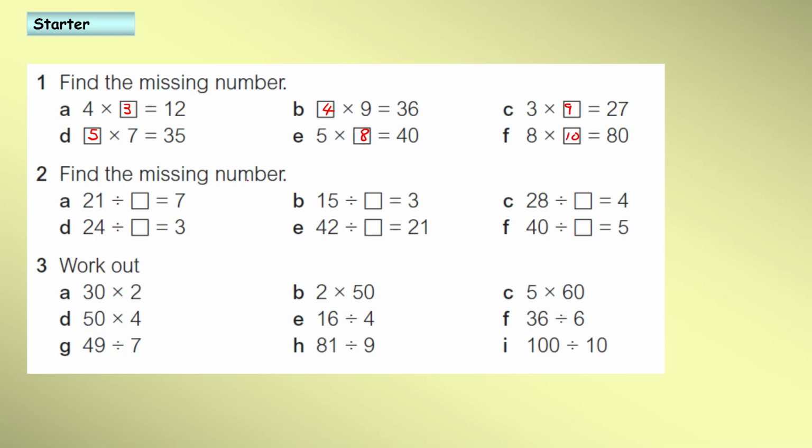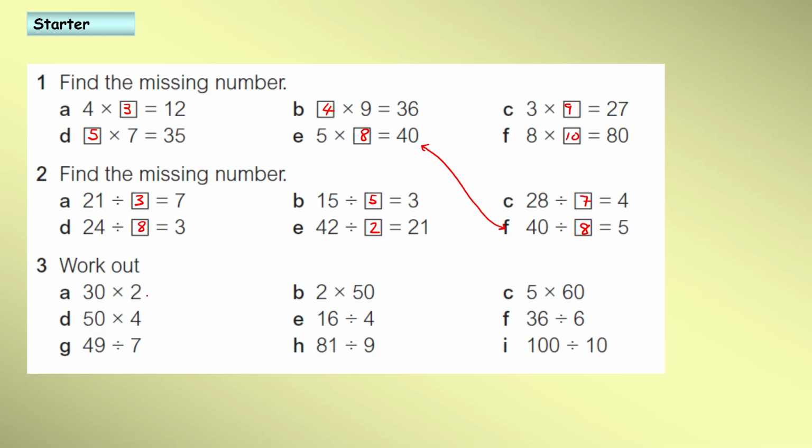Number 2, find the missing number. Again, 21 divided by 3 gives me 7. 15 divided by 5 gives me 3. 28 divided by 7 is 4. 24 divided by 8 is 3. 42 divided by 2. So half of 42 is 21. And 40 divided by 8 is 5. That's very similar to that calculation. So 8 times 5 gives me 40. Interesting.